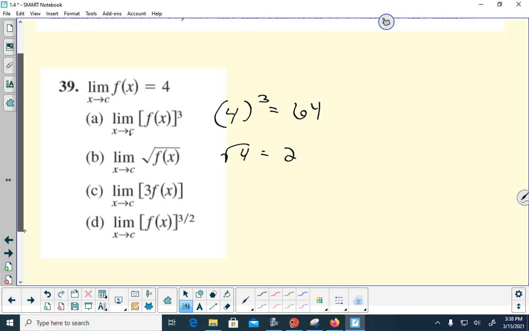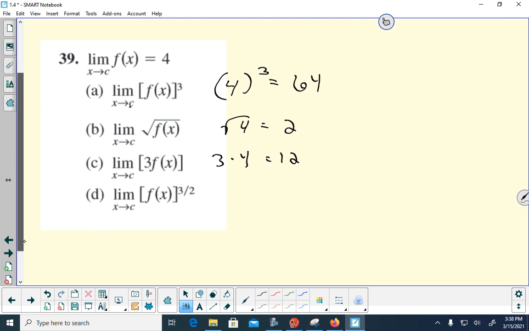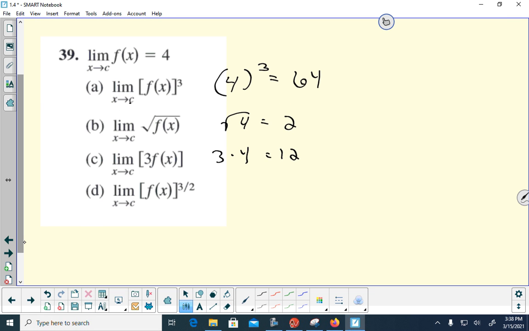Then the next one, find the limit as x approaches 3 of 3 times f of x. Well, f of x is always 4, so that's 3 times 4, which is 12. And the last one, find the limit of f of x. Remember, f of x is always 4.